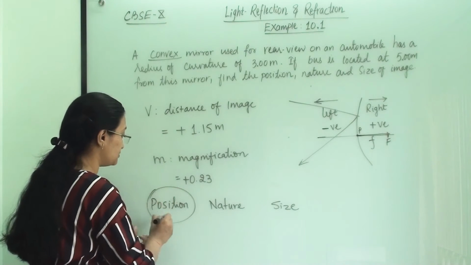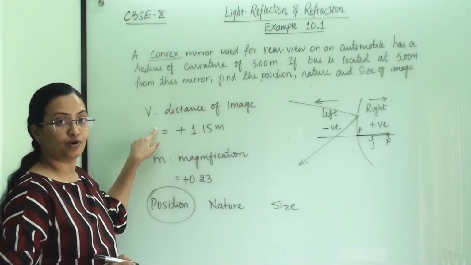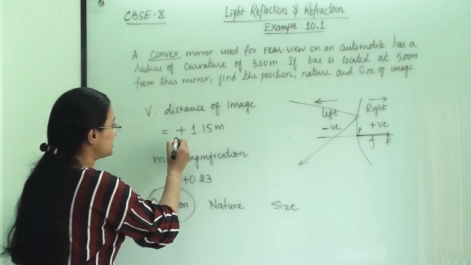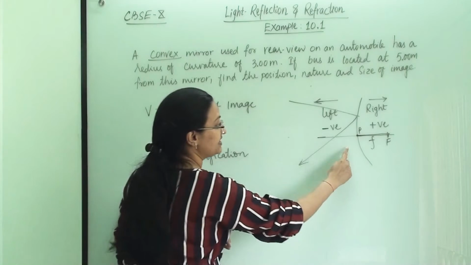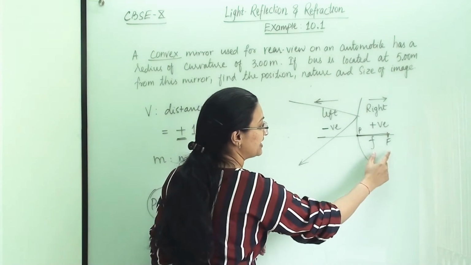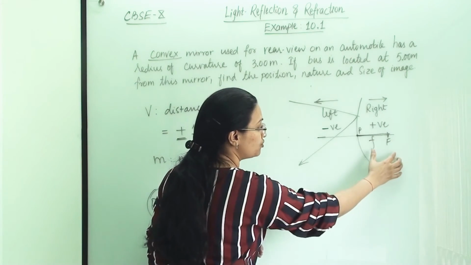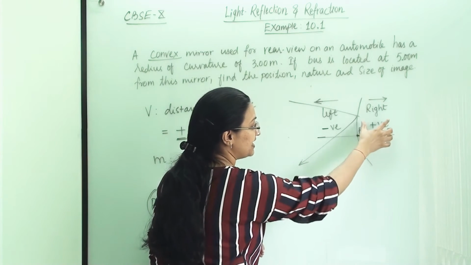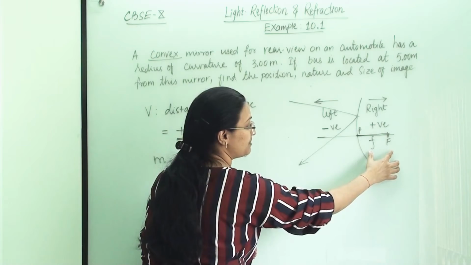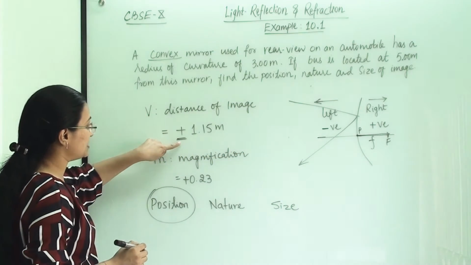So first of all, position. How to check the position? We will get it from the distance of image. If this sign is positive, then we will get the image at the back of the mirror, or towards the right side. This is a convex mirror, so we will say the image is towards the back of the mirror. Why? Because this sign is positive.